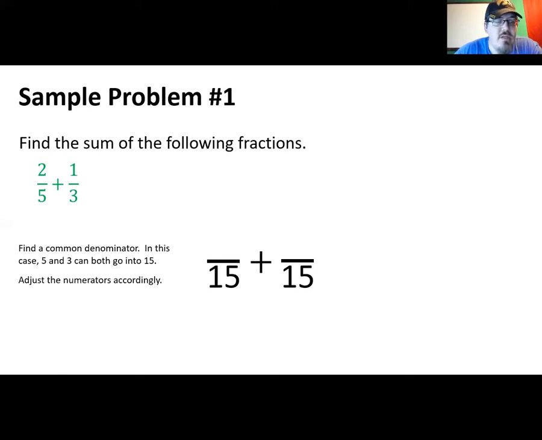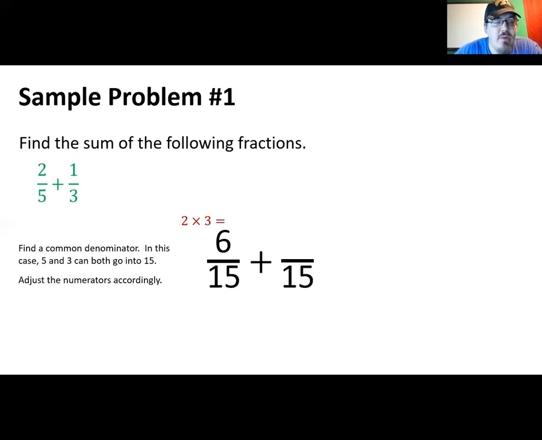Once we figure out what that common denominator is, we have to adjust the numerators accordingly. So for the first fraction, because we have to take 5 times 3 to get 15, we're going to take the 2 in the original fraction and multiply that by 3 as well. Again, we multiply the top and the bottom by the same thing in order to keep the new fraction equivalent to the original. So we end up with 6/15. So 2/5 is equivalent to 6/15.